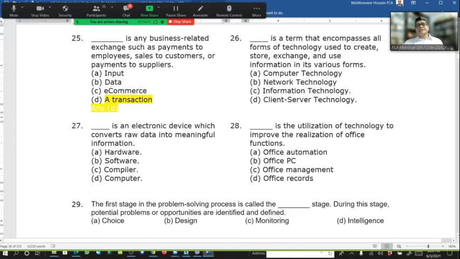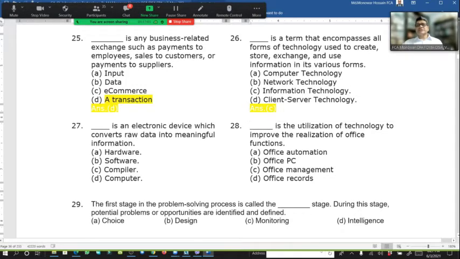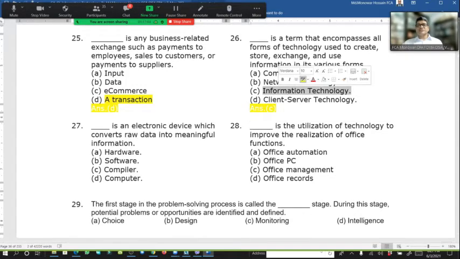Dash is the term that encompasses all from the technology used to create, store, exchange, and use information in its various forms. Computer technology, network, client server, information technology. What would be the answer? The answer is information technology.